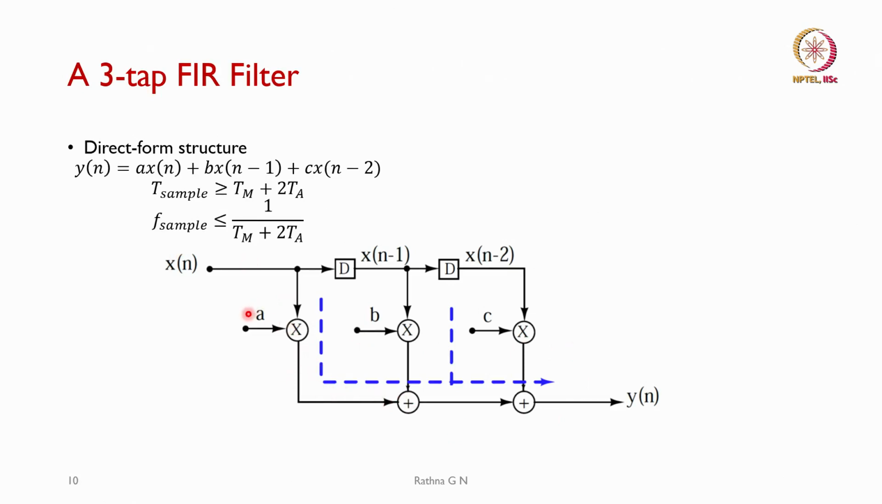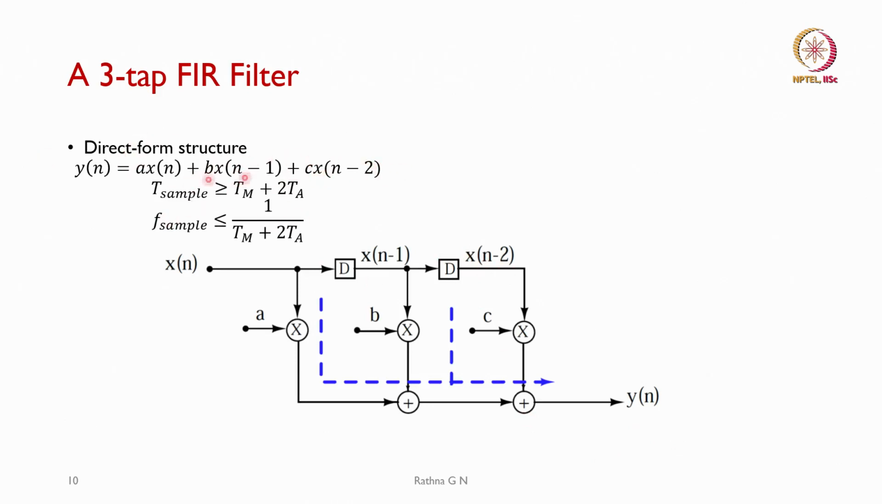The coefficients we have assumed are a, b and c. So, how will I get my y of n? What is shown here is x of n as the input, and these are the delay lines, x of n minus 1 and then x of n minus 2. As the equation suggests, y of n is equal to a into x of n plus b into x of n minus 1 plus c into x of n minus 2. So, that is my 3-tap FIR filter.